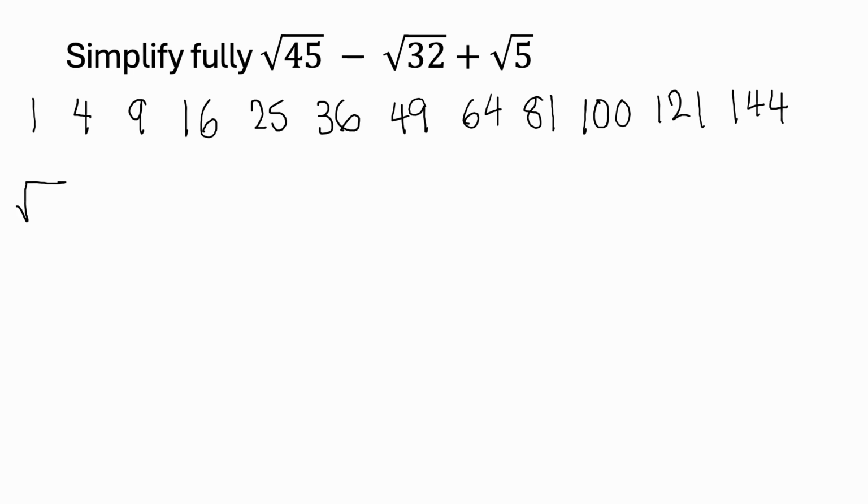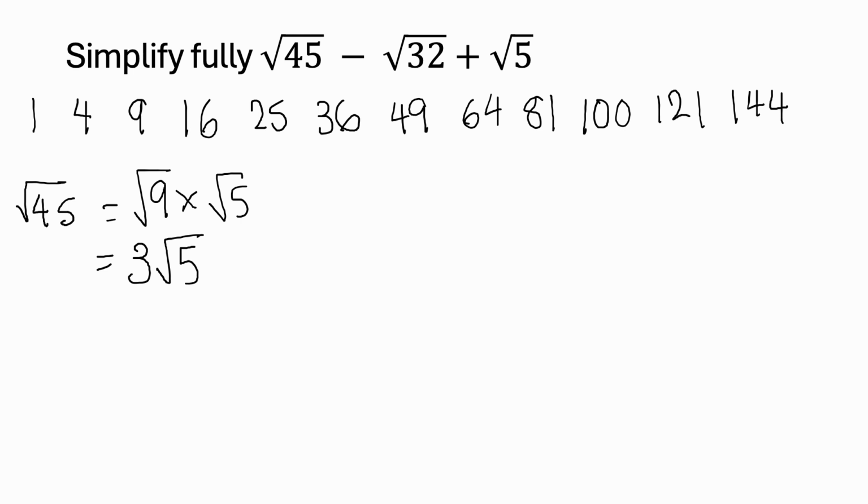So when we want to simplify a surd, so root 45, we look at our square numbers and see, is there any square number here that 45 is divisible by? 45 is in the 9 times table, so we can do square root of 9 times square root of 5, because 9 times 5 is 45. Square root of 9 is 3, so root 45 will turn into 3 root 5.